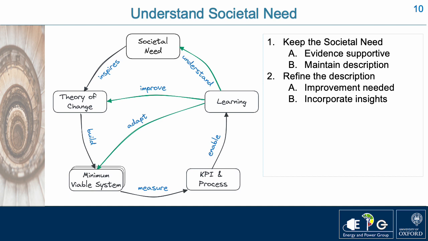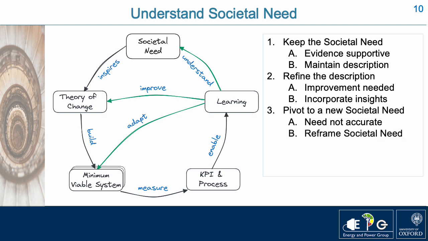Outcome 3. Pivot to a new societal need. A. Rationale. Learning evidence suggests that the current description of the societal need is not accurate. A reframing may involve zooming out for a broader perspective, zooming in for a more targeted focus, or recognizing a completely different need being met. B. Action. Initiate a pivot by redefining the societal need to better align with the value being created. This may involve substantial adjustments to the theory of change.